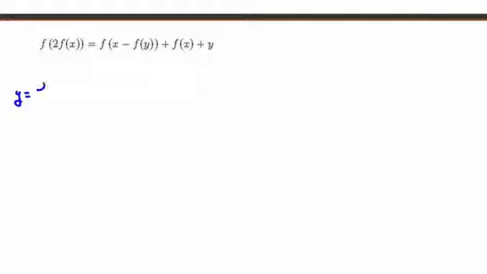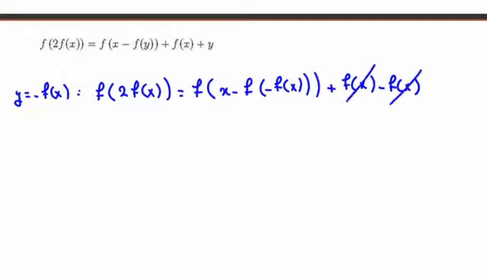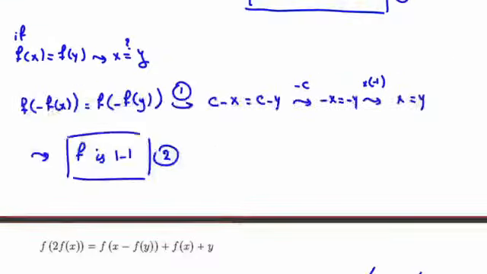So I consider y equals negative f of x. And if I use this, left side is f of 2f of x equals f of x minus f of, instead of y, I write negative f of x. And here, plus f of x. Instead of y, we write negative f of x. So we cancel this thing because f is 1 to 1 from the second thing we've reached here.